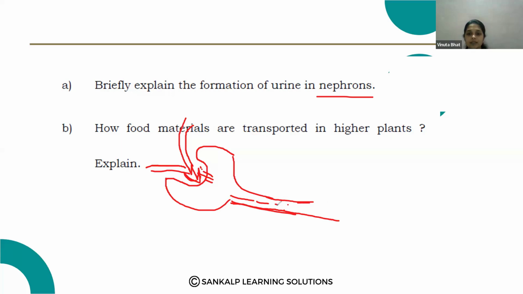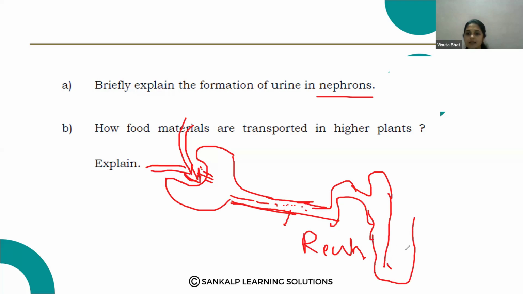And when it flows in this tube, the essential materials like some amino acids, sugars, and water molecules are reabsorbed. So reabsorption takes place when it moves into the tubular part of the nephron. Water, amino acids and sugar are absorbed in this tubular part. Then the remaining nitrogenous waste passes through this tubular part and opens into a collecting duct.